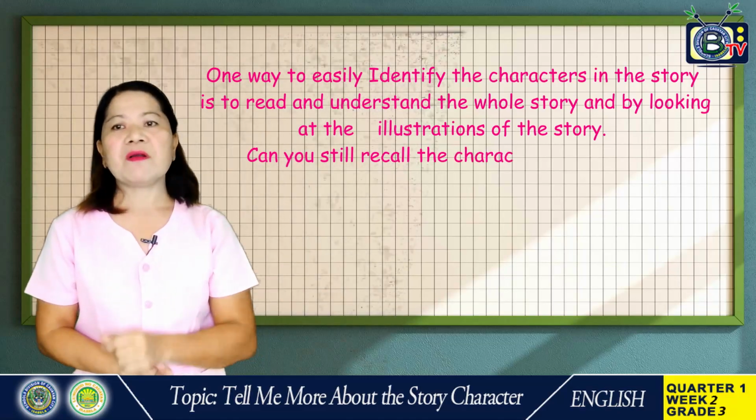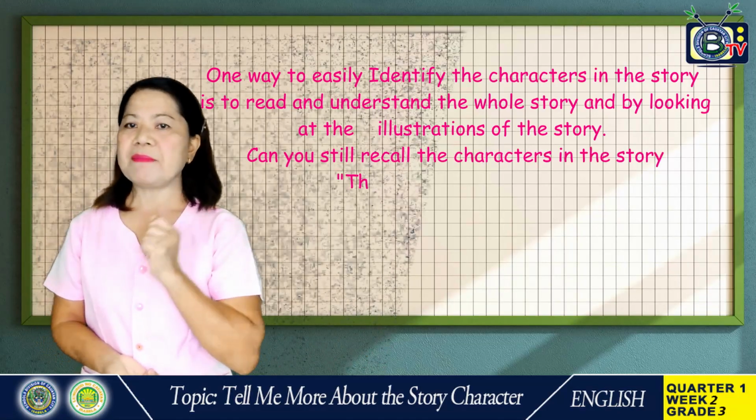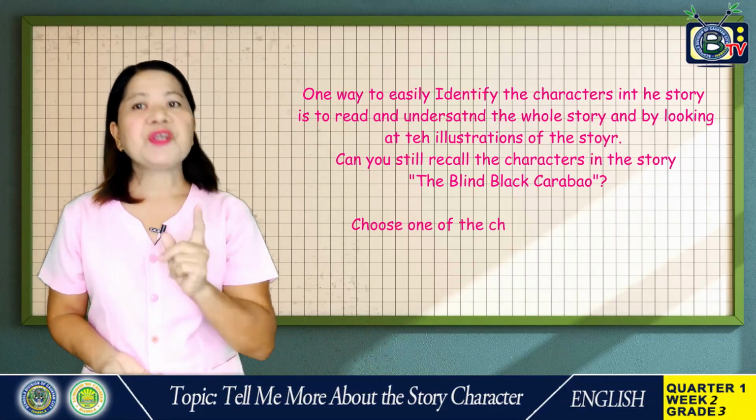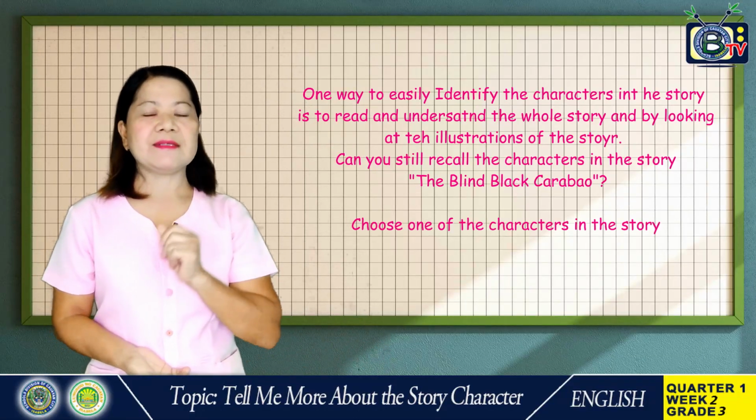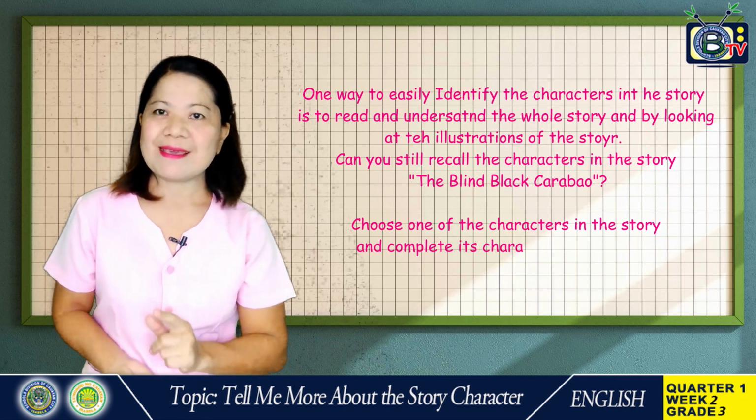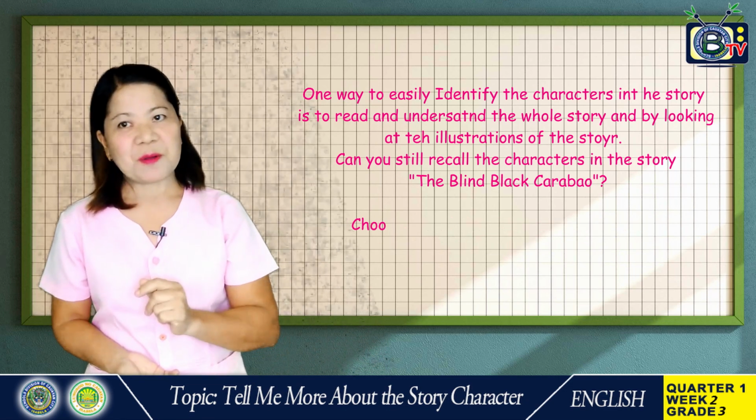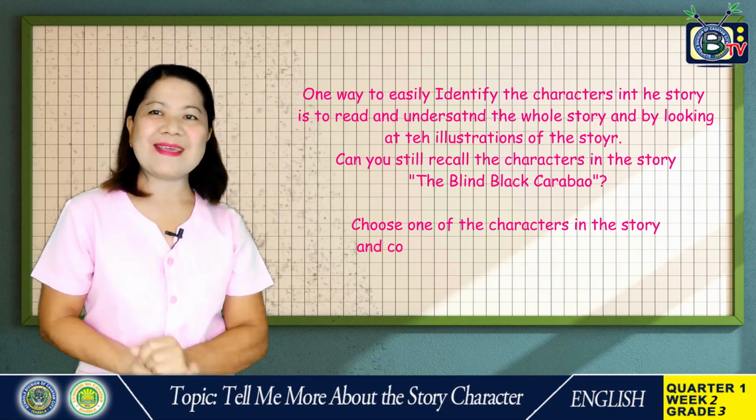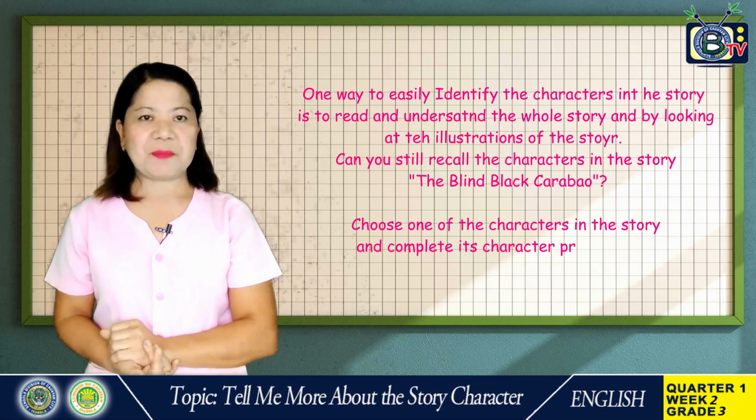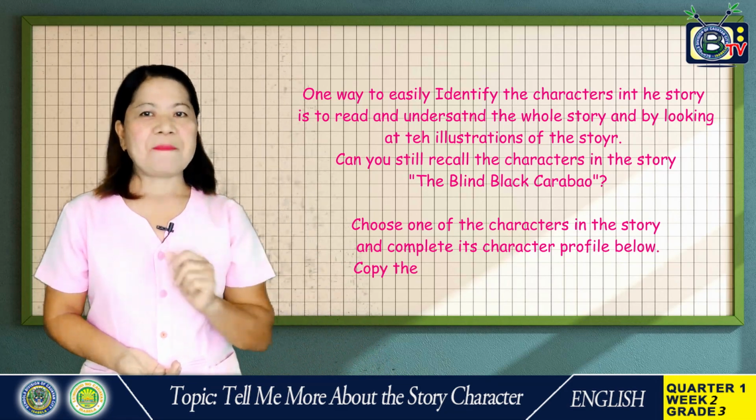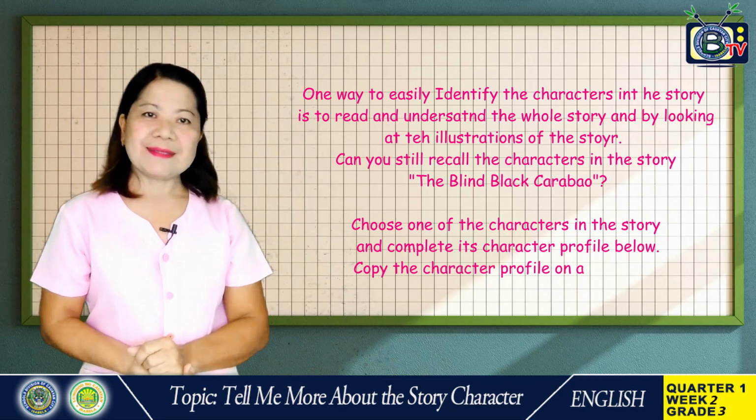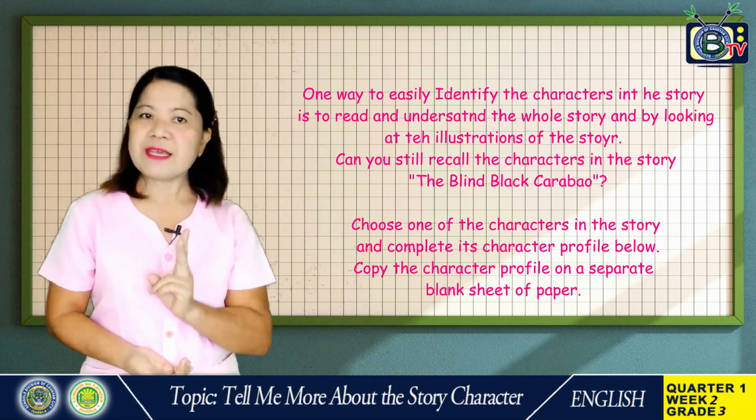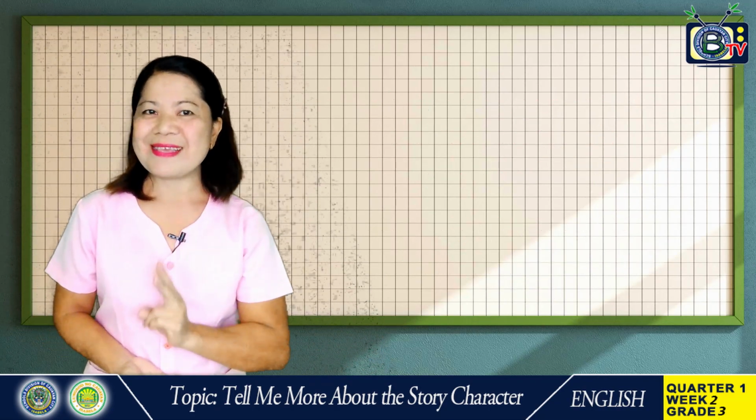Can you still recall or remember the characters in the blind black carabao? The direction is you choose one of the characters in the story and complete its character profile below. Copy the character profile on a separate blank sheet of paper. You have 2 minutes to do the activity.